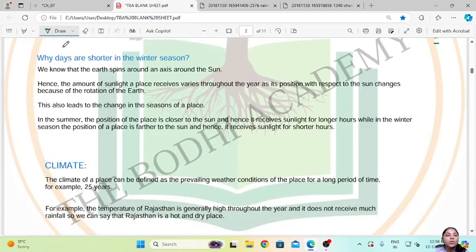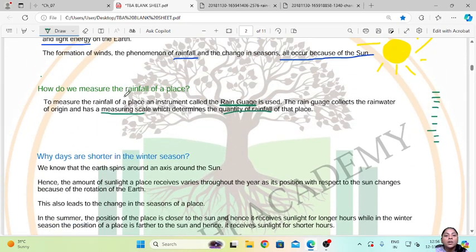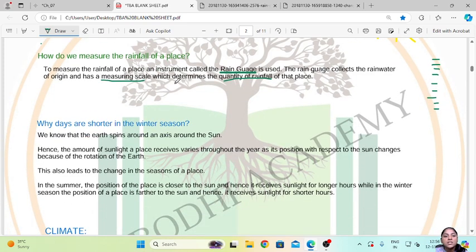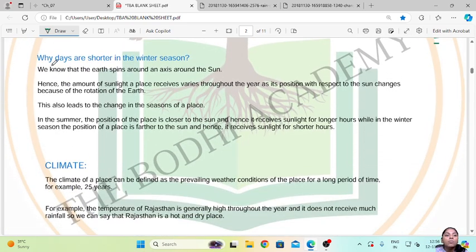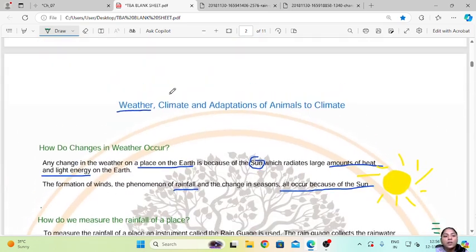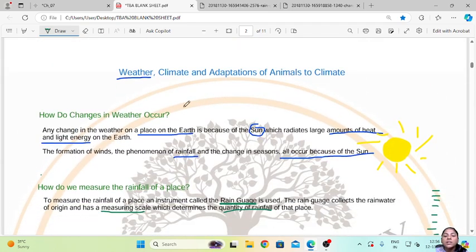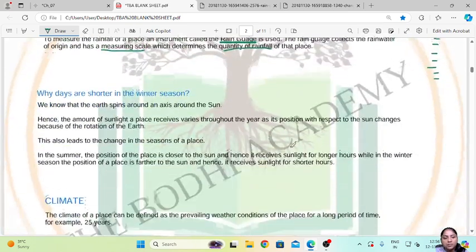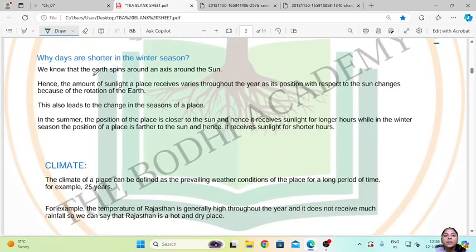Now we have talked about the different seasons, or different changes in weather. So why are days short in the winter season? We have already learned that the changes in weather all depend on the sun. We know that the earth spins around an axis around the sun, and hence the amount of sunlight a place receives varies throughout the year.